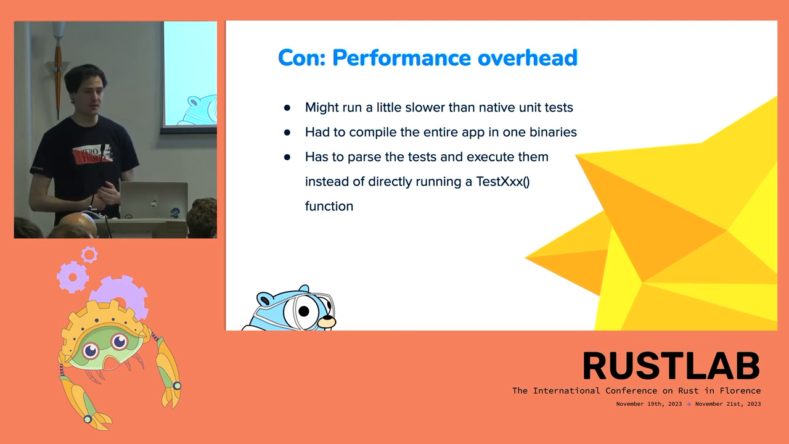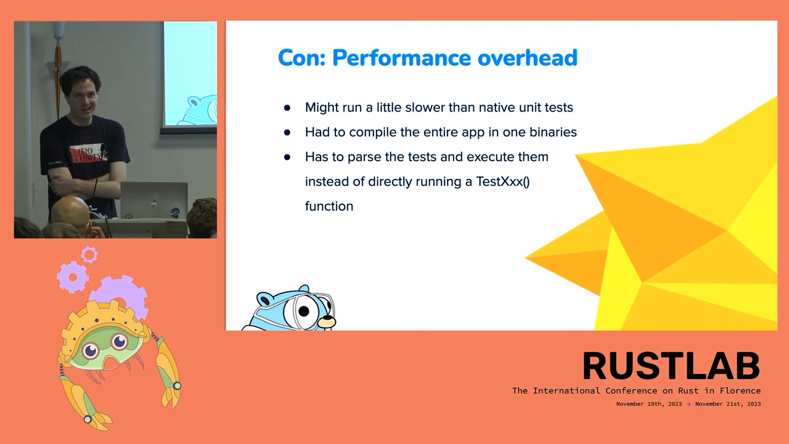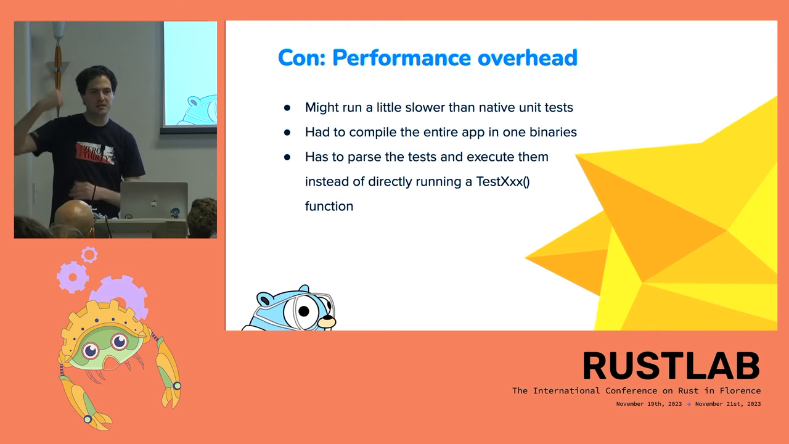There is some performance overhead. I think if you would write all of our feature tests in Go tests, with my first written out example, it would definitely run faster. The runner needs to parse these features and then run them. It's definitely a little slower. It's still pretty fast.